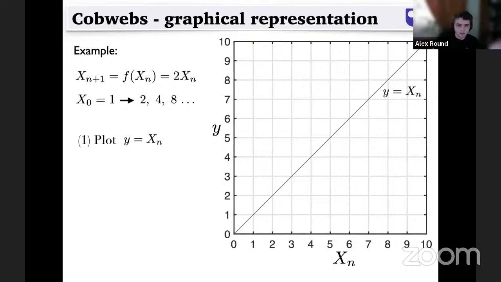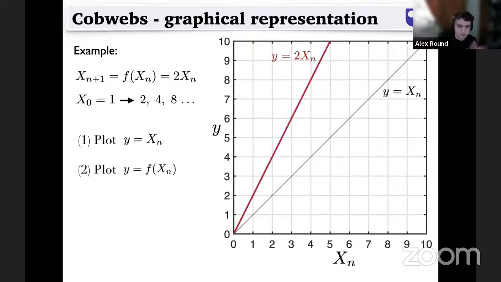And then the next thing we do is we plot our function line, which here in this case is y = 2x_n. So it's y = 2x. And we draw that line. Now to start the staircase diagram, we identify our initial point of x_0, which is 1. We find that on the horizontal axis, and then draw a vertical line upwards to the function line. And this identifies our second point in the sequence, 2. We then draw a horizontal line across to the baseline. And then from this baseline, we draw a vertical line upwards to the function line, and we get our next point in the sequence, which is 4.